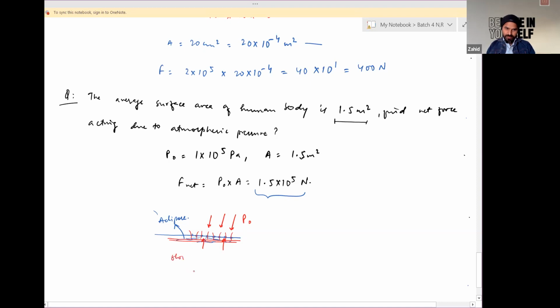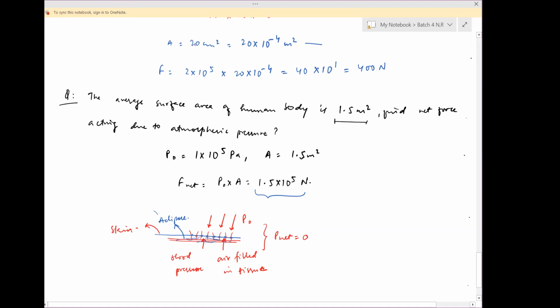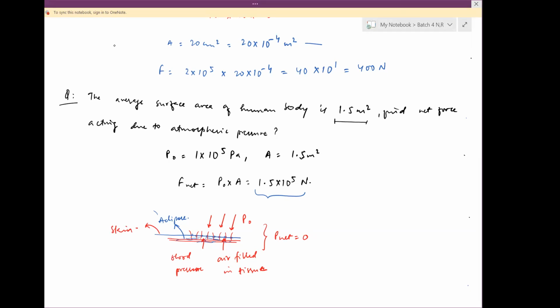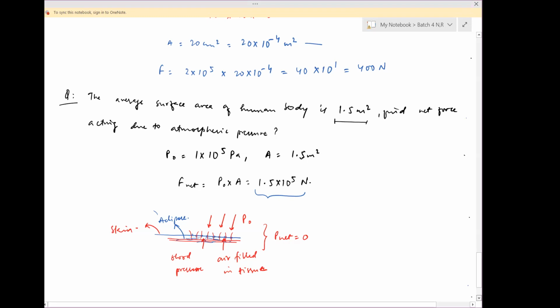So one is due to blood pressure and the other is due to air filled in tissue just inside this particular skin. So net force or net pressure due to these interactions becomes zero. That's why we can't feel any force or pressure from outside or inside. This is your skin. Is it clear? Yes, sir. Yes. Just write it down.